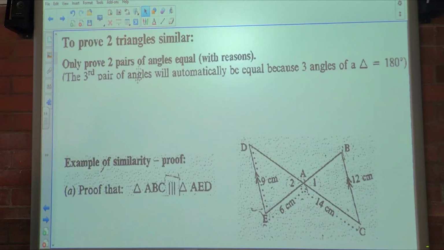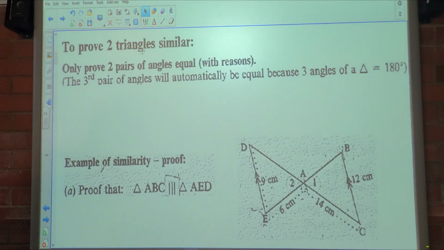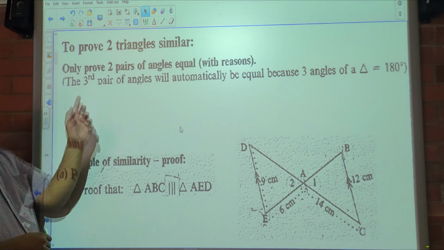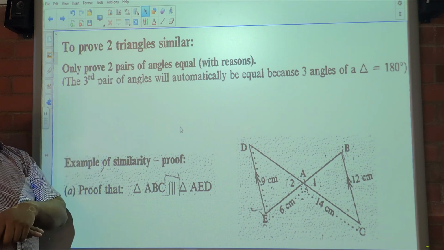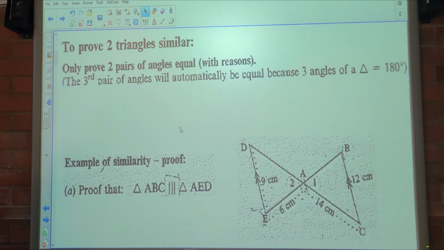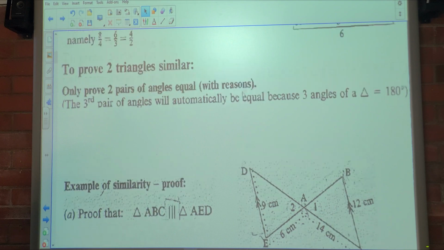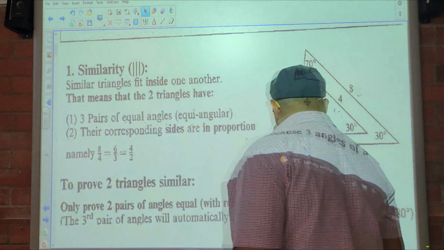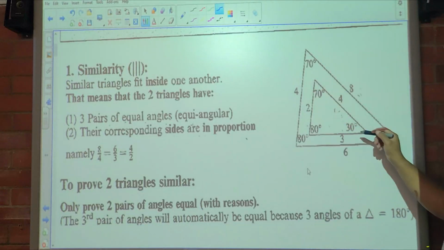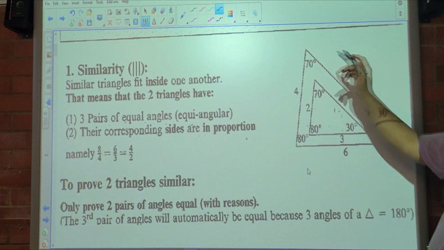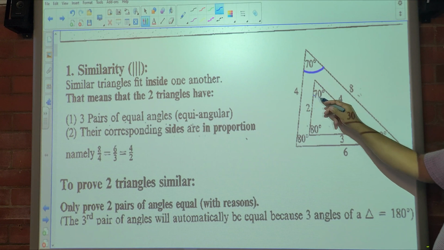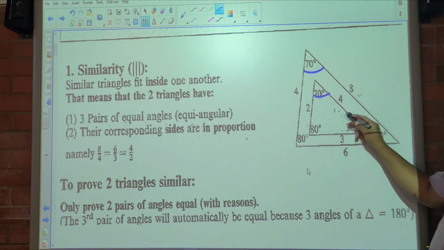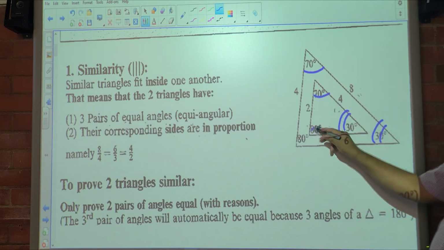Now the next question: how do we prove two triangles are similar? You only prove that two pairs of angles are equal, with reasons. The third pair of angles will automatically be equal because of the three angles in a triangle. Say for argument's sake, we're going to prove these two triangles are similar. We know that that angle is equal to that angle, and this angle is equal to that angle, and we weren't given this angle here.